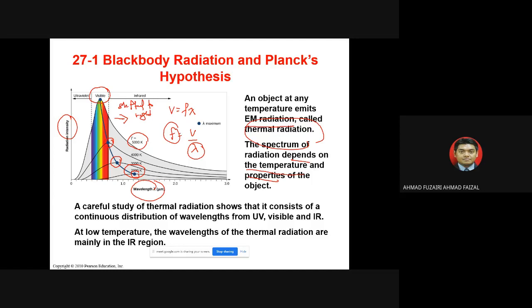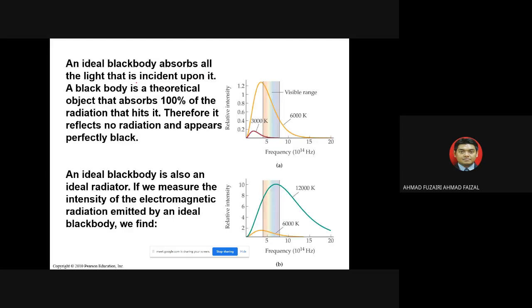So a careful study of thermal radiation shows that it consists of continuous distributions of wavelength from UV at this point, the visible range, and lastly the infrared. So we can see that at low temperature, the wavelength of thermal radiation is mainly in the infrared region. So that's what we call the wavelength of the thermal radiation having been shifted to the right.